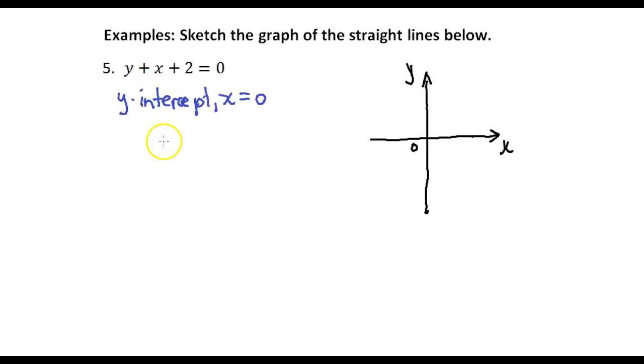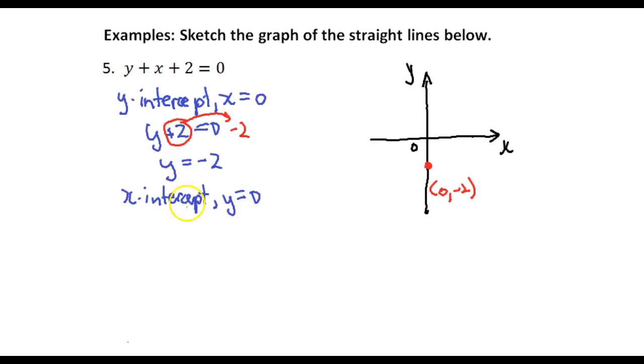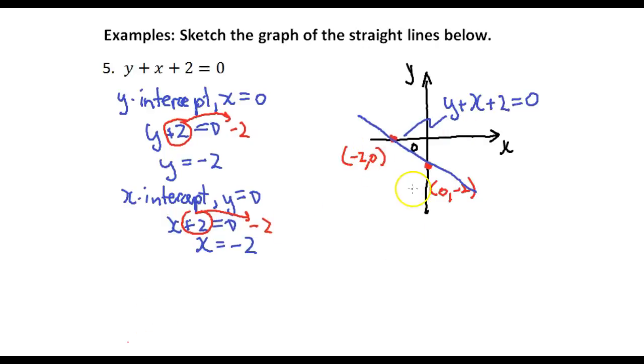Sketch y plus x plus 2 equals 0. To find the y-intercept, set x equal to 0. So the x disappears, leaving y plus 2 equals 0. Change the side, change the sign. The y-intercept is minus 2. For the x-intercept, set y equal to 0, so that disappears, leaving x plus 2 equals 0. Change the side, change the sign, gives us an x-intercept of minus 2 as well. And sketch in the straight line and label it with its rule.